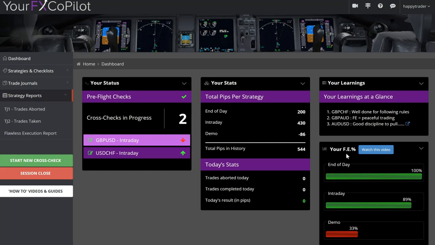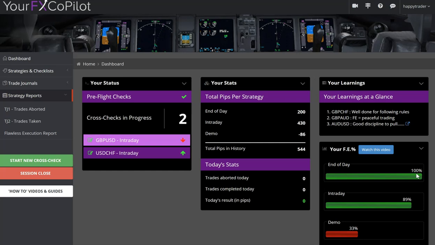So the flawless execution indicator is located here on your dashboard and will give you a snapshot of how flawlessly you have been executing your trading plan for each strategy. Each strategy is given an FE percentage, which is derived from your trade journal entries, and the higher the percentage, the more flawlessly you have been following your trading plan.